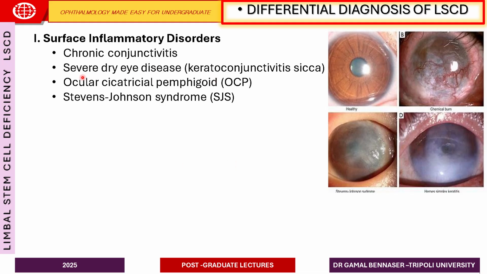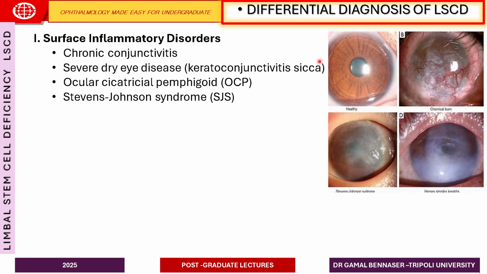One of them is the presence of chronic surface inflammatory diseases like chronic conjunctivitis or severe dry eye. Perhaps dry eye is one of the most important confounding variables that confuses the picture of limbal stem cell deficiency, and actually it is usually present most of the time along with limbal stem cell deficiency. So it's very important for us to determine from the signs and symptoms of the patients whether it is pure limbal stem cell deficiency, pure dry eye, or a combination of both.